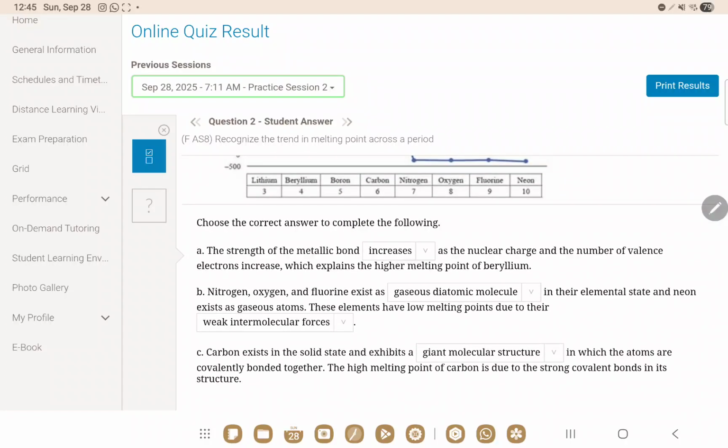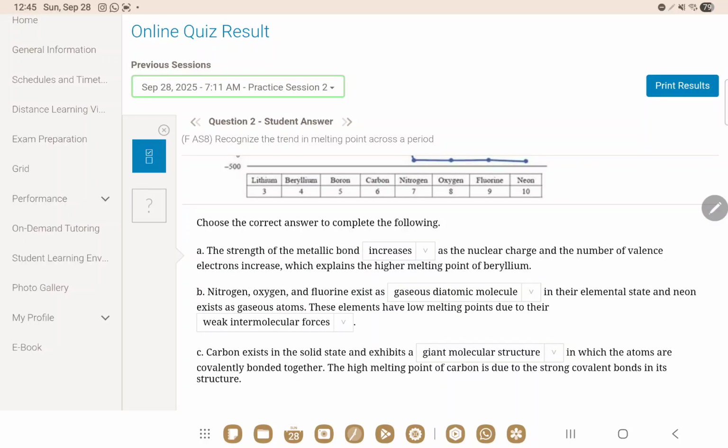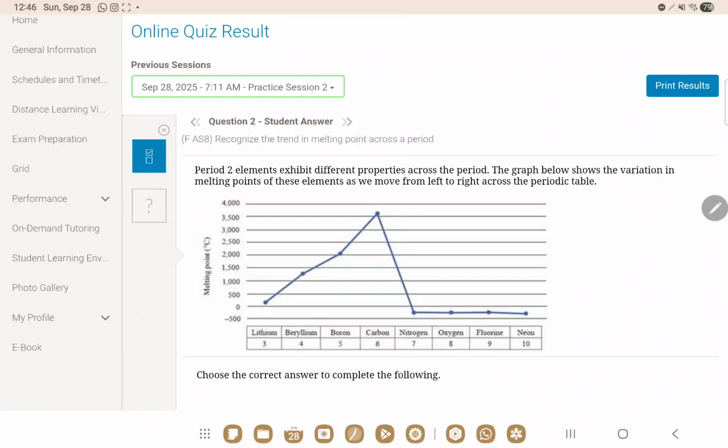Moving on. Nitrogen, oxygen, and fluorine exist as diatomic gaseous molecules. Memorize, it's obvious. And they have a low melting point because they have weak intermolecular forces. Since they have weak intermolecular forces, they're easy to break apart. They don't need a high melting point. Carbon exists as a giant molecular structure. Any group 4 atom exists as a giant molecular structure, and they are very strongly covalently bonded. So group 4 is always gonna have the highest melting point.